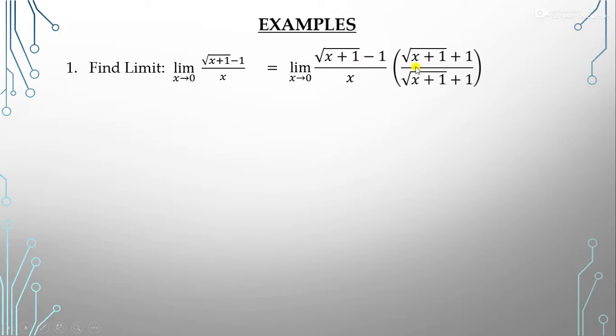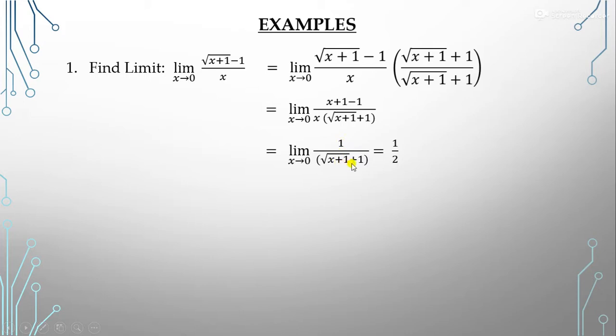Now multiply these. When you multiply, you have (a minus b)(a plus b), so it becomes a square minus b square. So it becomes x plus 1 minus 1, and in the denominator you have x times square root of x plus 1 plus 1. Now 1 cancels out and x also cancels out, so it becomes 1 upon square root of x plus 1 plus 1. Now you can directly put the value x tends to 0, and you get 1 upon 2. So now you can find the value of the limit.